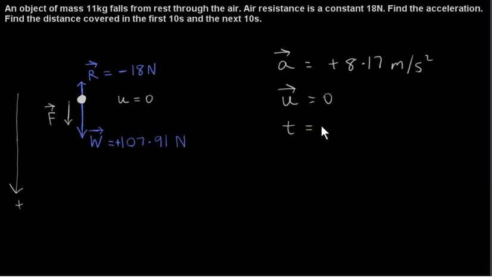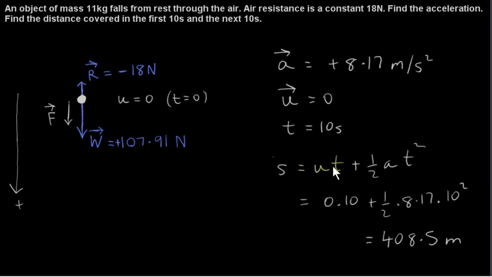So we're interested in the distance after 10 seconds. When u is 0, t is 0. The timer starts when the object is dropped from rest. So we want s, which stands for the distance travelled. We use this formula here to connect up a, u and t.